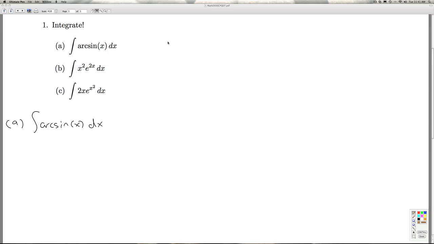So the integration by parts formula is the integral of u dv is uv minus the integral v du. To get the ball rolling with integration by parts, I need to make choices for what u is, and then everything else is going to be the dv. Now we have this rule of thumb, the LIATE rule, which gives us a pecking order here: log, inverse trig, algebraic, trigonometric, and exponential. So this is the order of precedence.